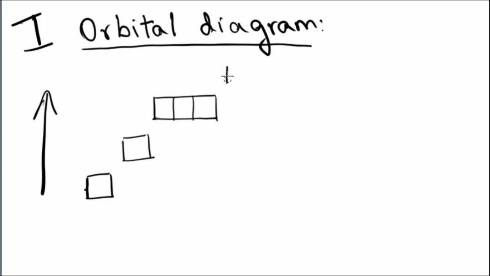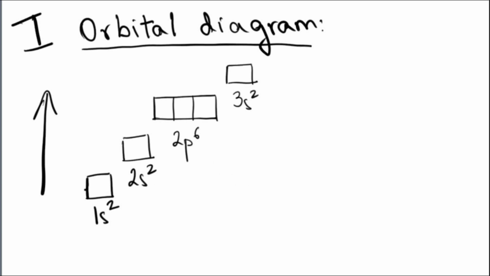I don't know if you've heard this before, but this is the order. So you have 1s, which has, you can fill 2 electrons on a small s, then you have 2s2, you have 2p6, and then you have 3s2, and so on, then 3p6, then 4s2, etc.